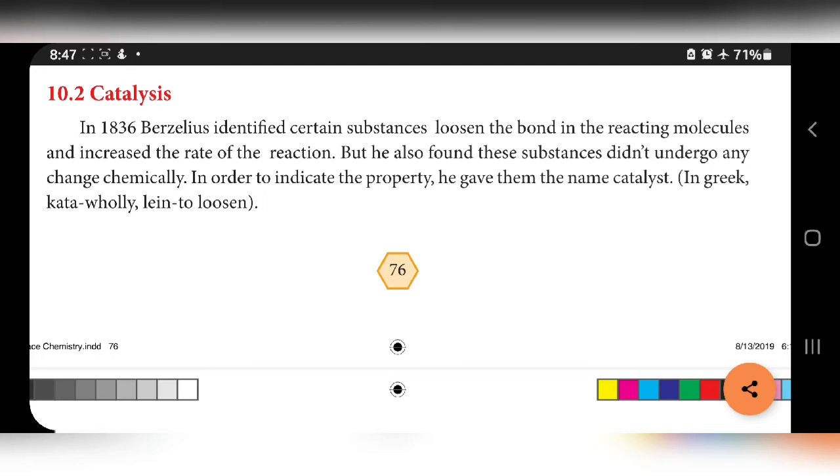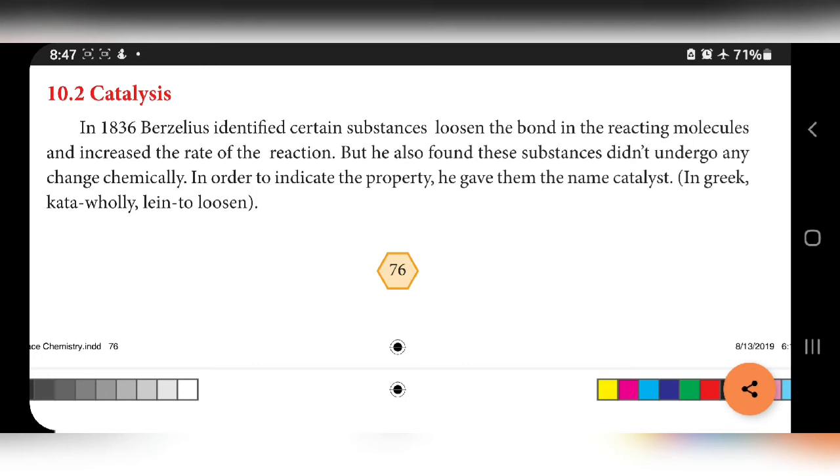But here we are going to study catalysis as a substance which alters the rate of the reaction. Alter means what? Change. Change means it may increase or decrease. So a catalyst may increase the rate of the reaction or decrease the rate of the reaction. So Berzelius studied certain substances that loosen the reacting molecules and increase the rate of the reaction, but he also found these substances didn't undergo any chemical change.